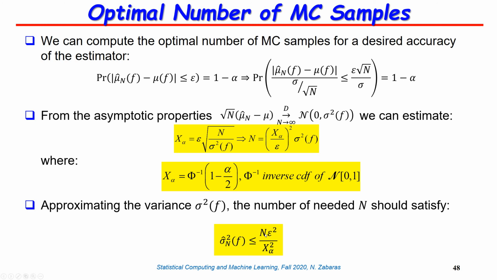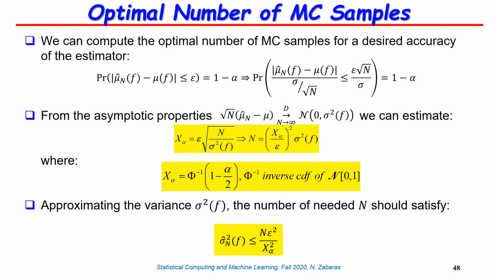And by the way, for this number of samples that I computed here, when I say I want this probability to be 1 minus alpha, n can be greater than this value corresponding to the x alpha that I computed here. So I use an inequality here to say n has to be greater or equal to this estimate.